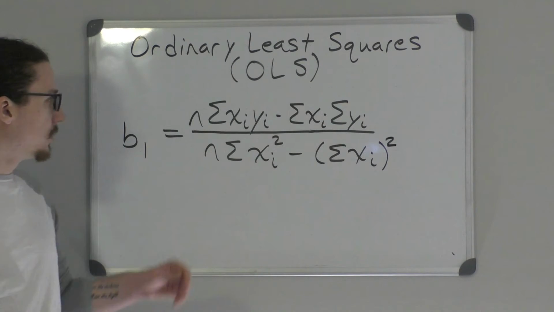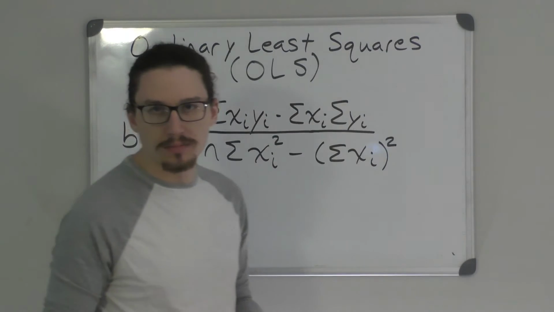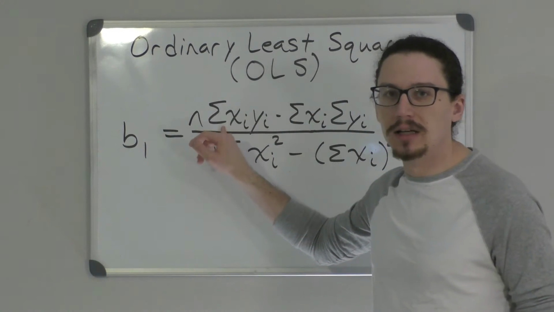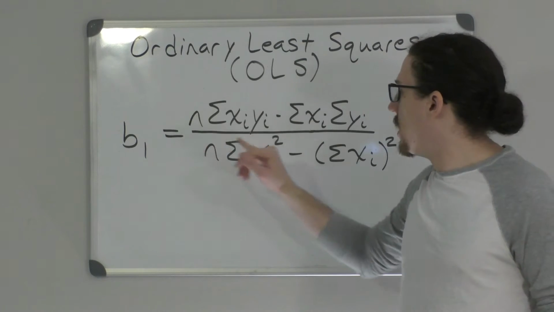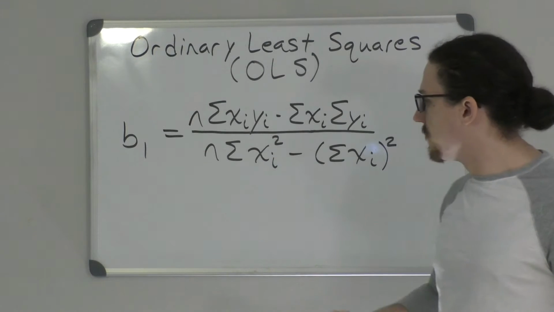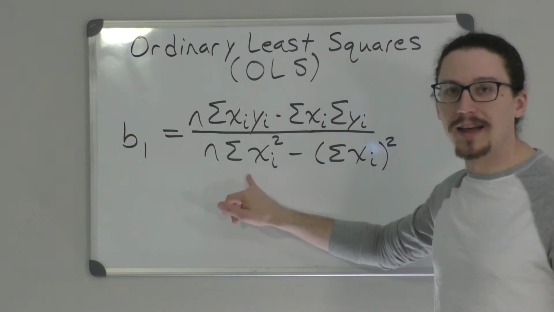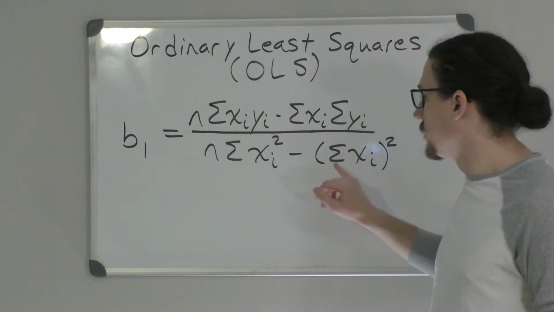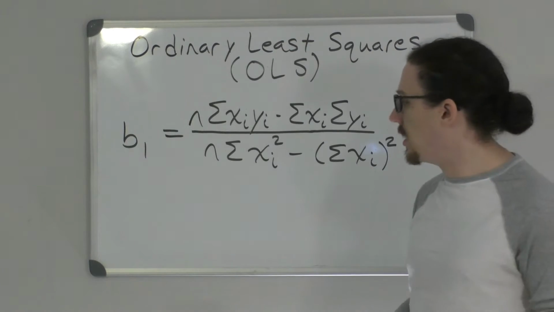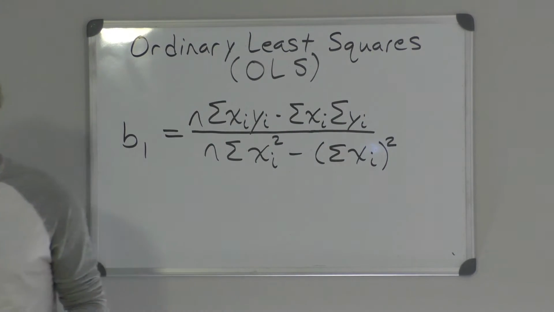Okay, so our formula for B1 is N, which is our sample size, pretty standard, times the sum of XiYi, minus the sum of Xi times the sum of Yi, divided by N times the sum of Xi squared, minus the sum of Xi, quantity squared.